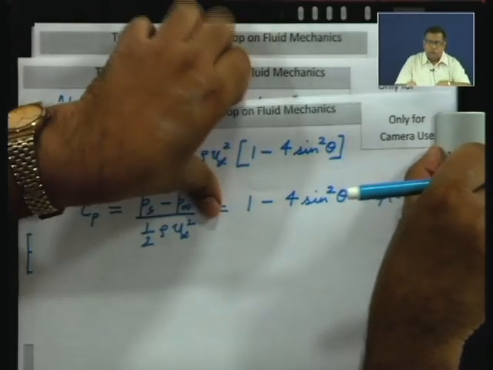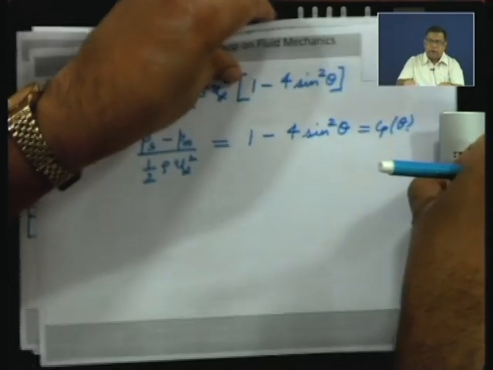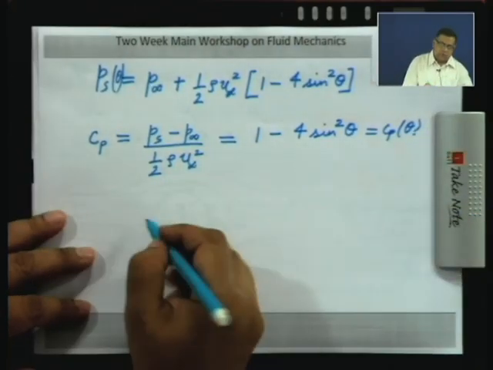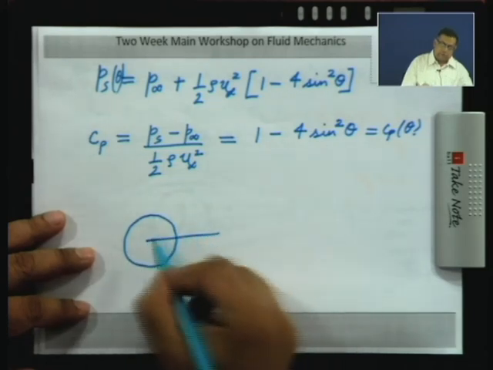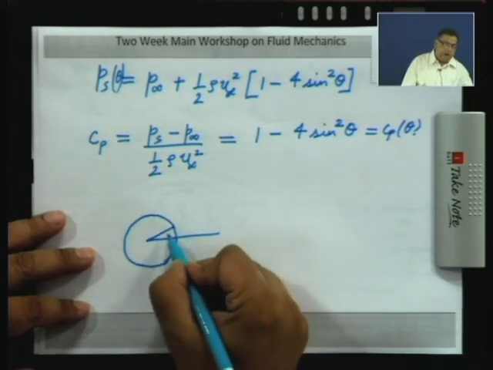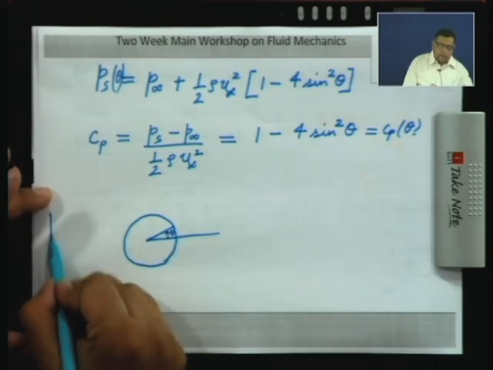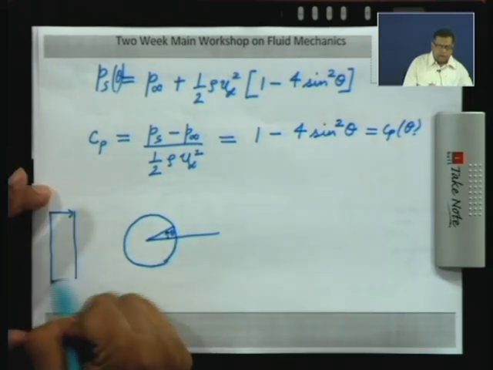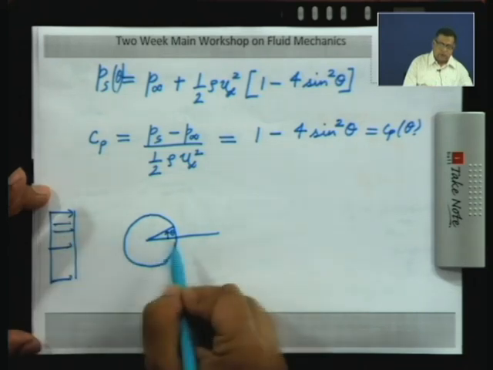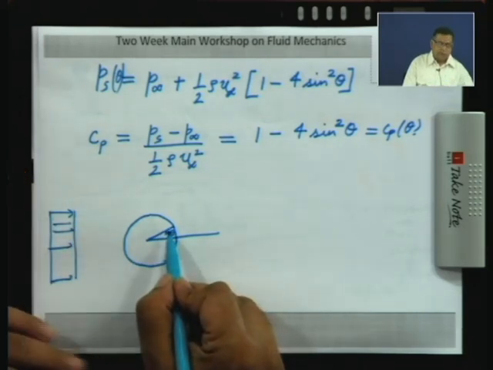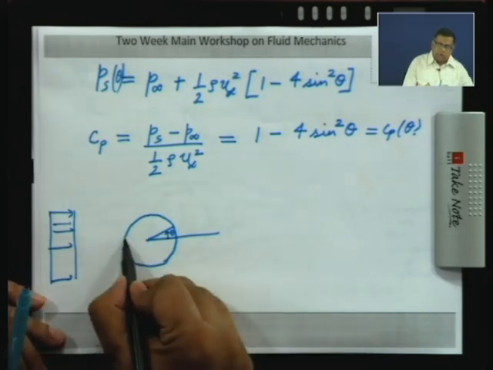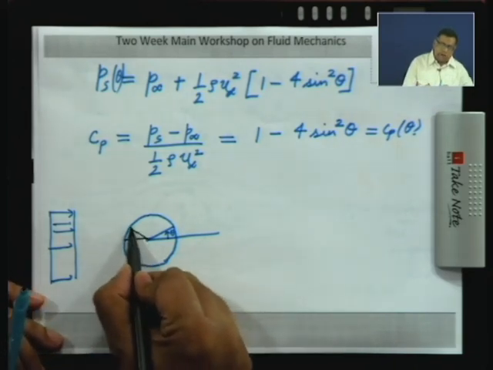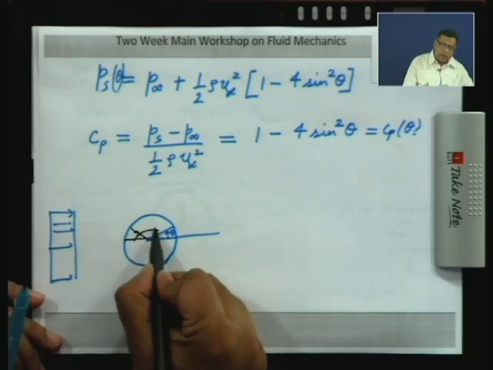Now, I will show this on a figure, so that you can correlate it. This is a cylinder. You have a point on the surface of the cylinder and this is the angle theta, and the fluid is flowing from left to right. So, theta is the angle measured from the rear stagnation point. Now, when you do experiments, you may want to measure angle from the forward stagnation point. So, this angle you may call theta prime.